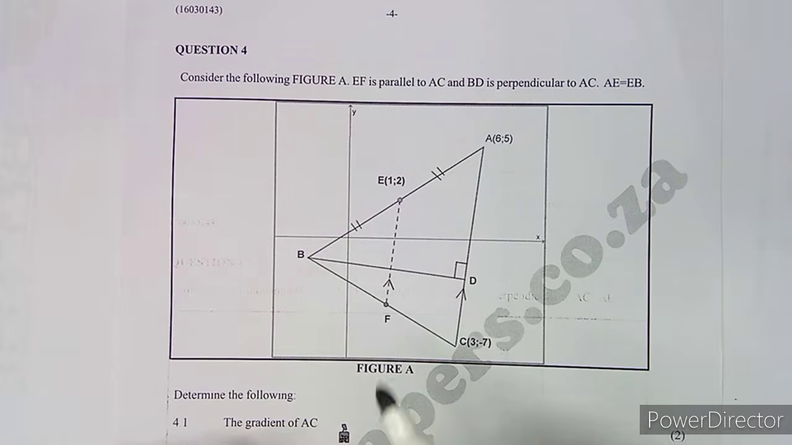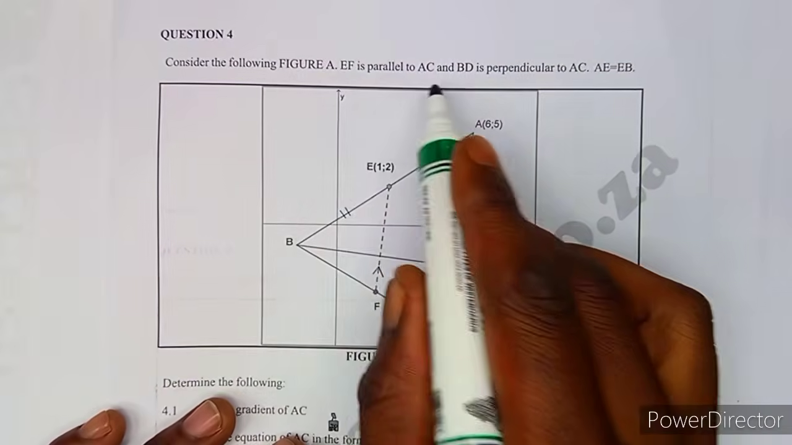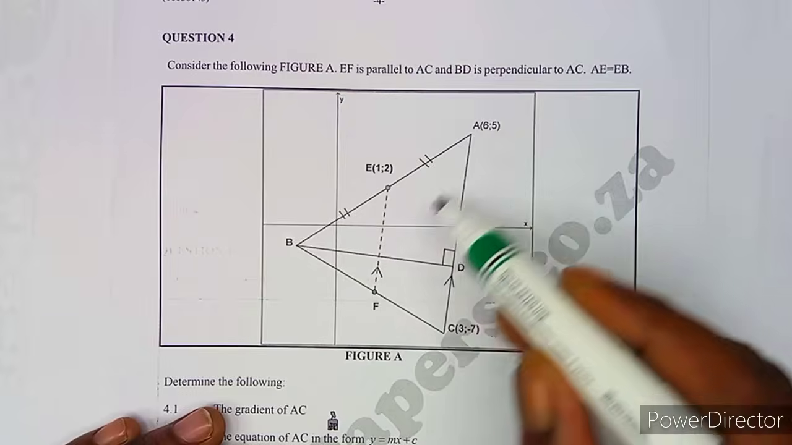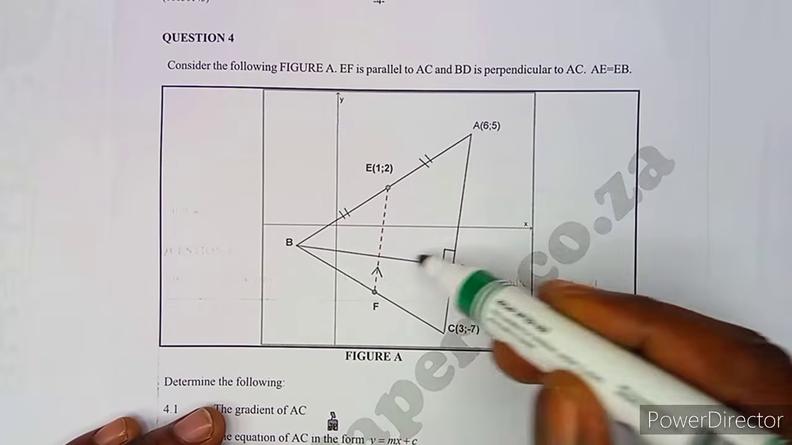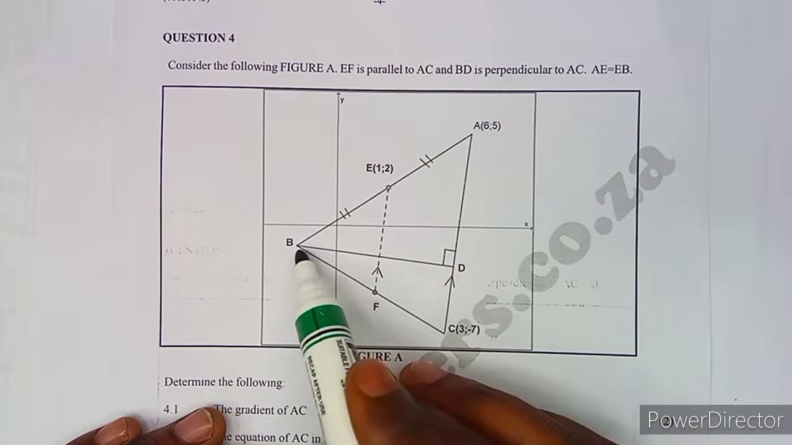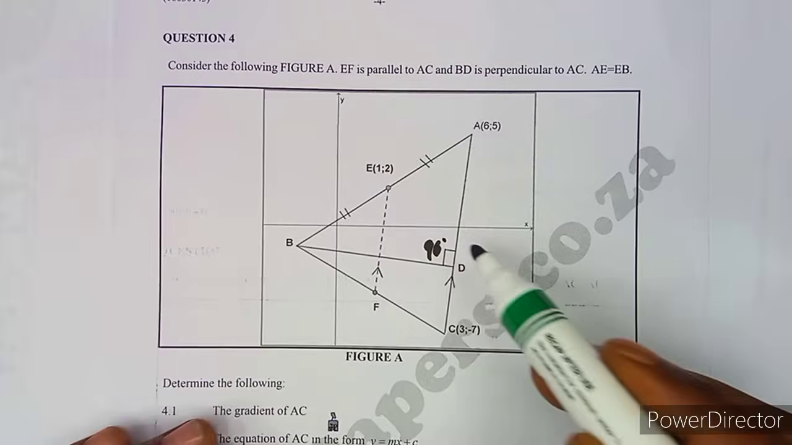We are given from this information that EF is parallel to AC. So this is E to F and A to C. These two lines are parallel, and you are given BD is perpendicular to AC. BD and AC are perpendicular, that is at 90 degrees like that.